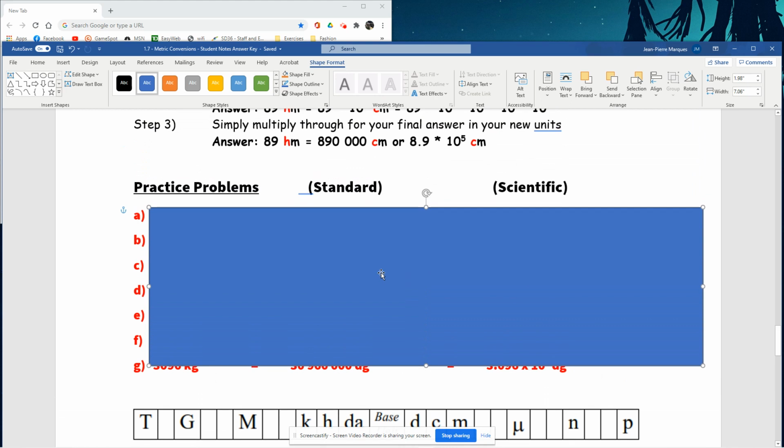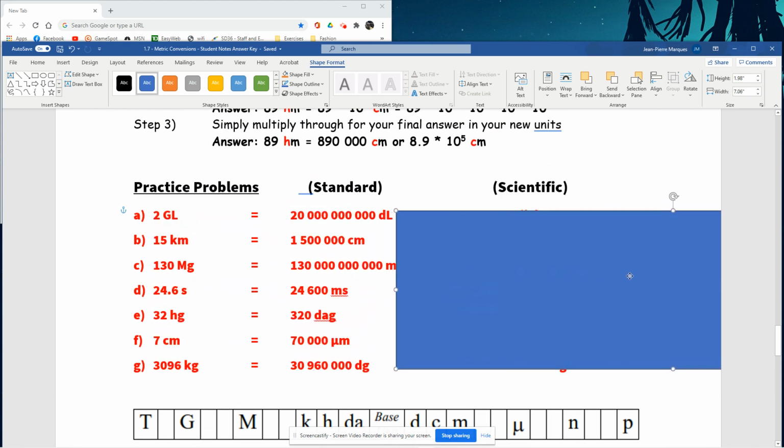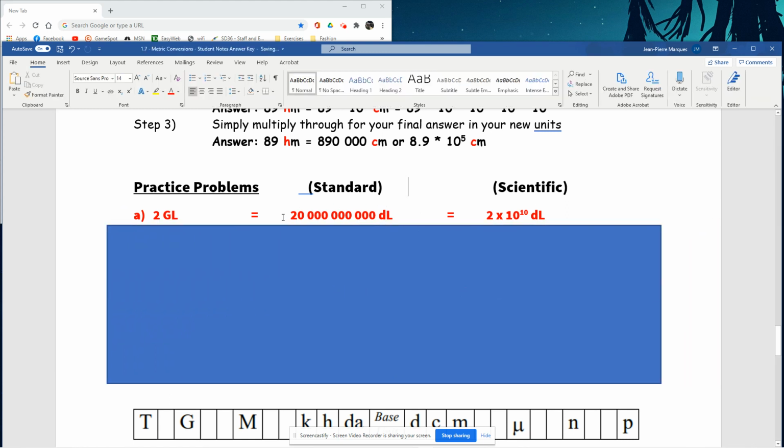Therefore, I'm going to get 2 with 10 zeros following it, like so. Okay. So 9 minus minus 1 is 10. Make sure you can also express your answer in scientific notation as well. You should be able to do both. The other way I could have done it is I could have combined their exponents.